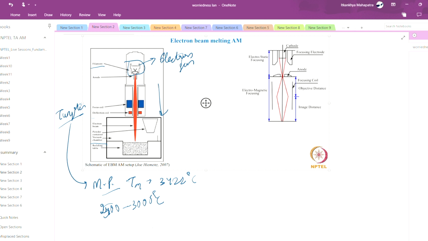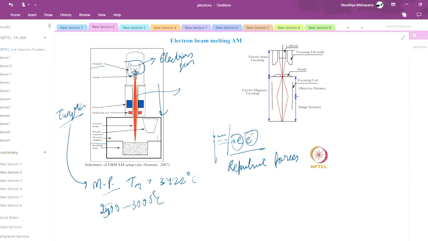One question is there in the assignment, due to the negative charge. Suppose this is the beam, and all these electrons have negative charge, so negative and negative will start to repel each other. When it is starting, the diameter is very minimal. As it travels towards the powder particles, at this point the diameter increases and again it narrows down. This happens because of the repulsive forces between the electrons.